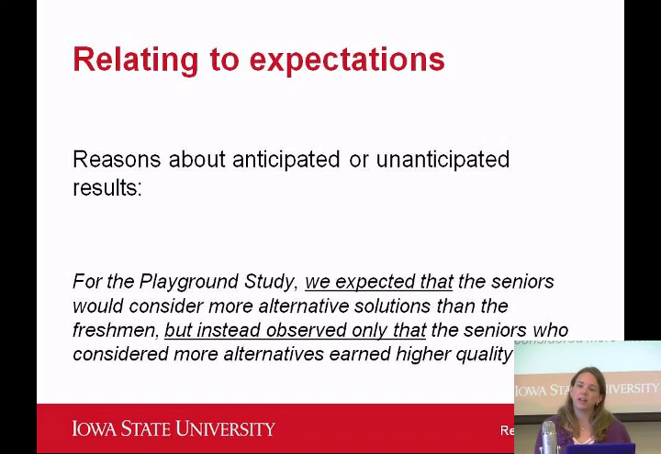And it also allows the authors to connect the findings back to the initial hypotheses and state whether those were or were not confirmed. So we have an example here. And it says, for the playground study, we expected that the seniors would consider more alternative solutions than the freshmen, but instead observed only that the seniors who considered more alternatives earned higher quality scores.